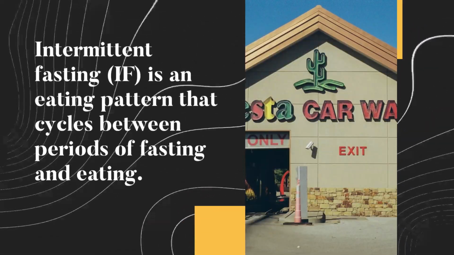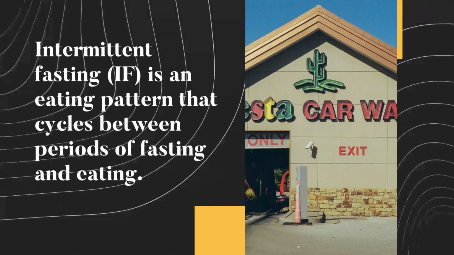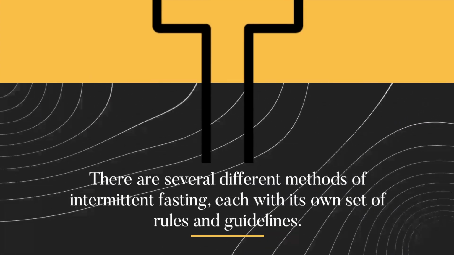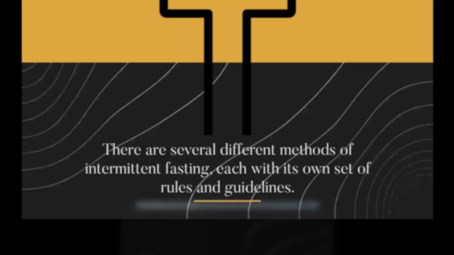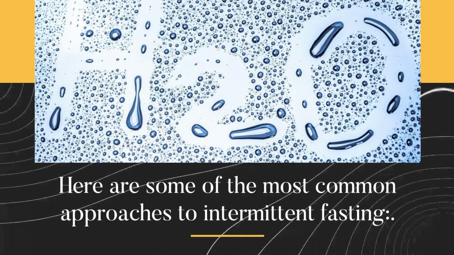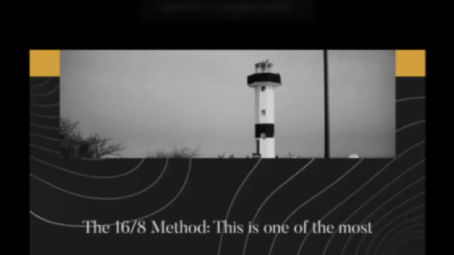Intermittent fasting, IF, is an eating pattern that cycles between periods of fasting and eating. There are several different methods of intermittent fasting, each with its own set of rules and guidelines. Here are some of the most common approaches to intermittent fasting.